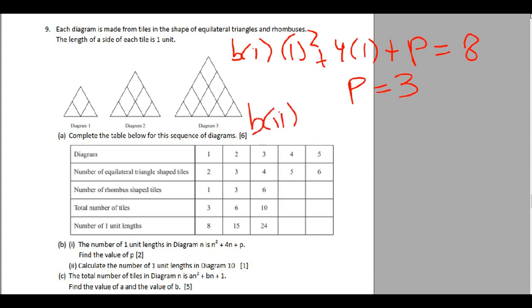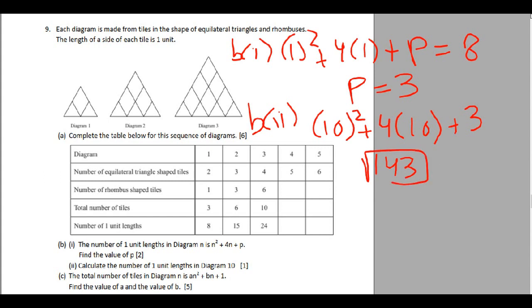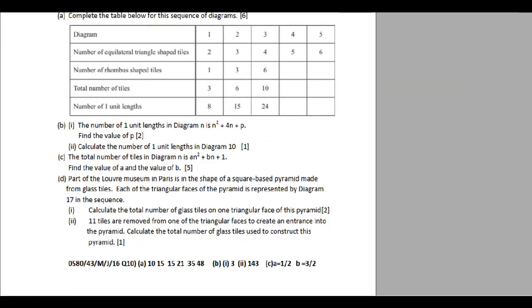B, part 2. Calculate the number of 1 unit lengths in diagram 10. So simply change n to 10. Plus p will be 3, and this will give us 143. Part C.